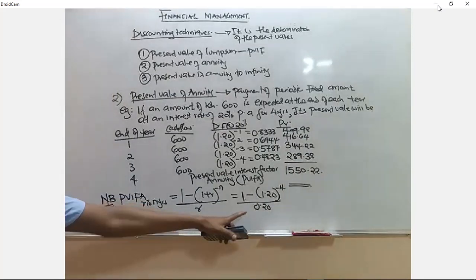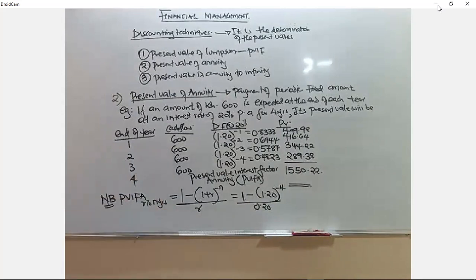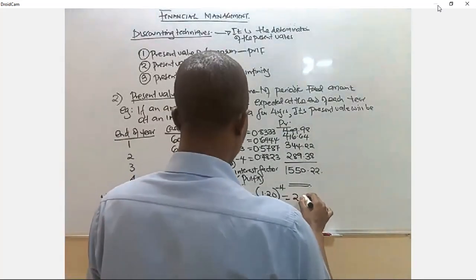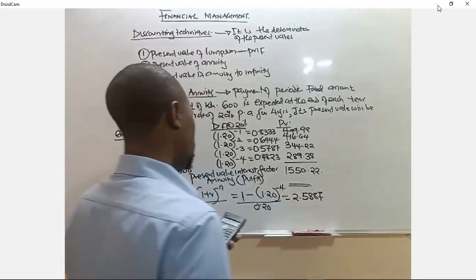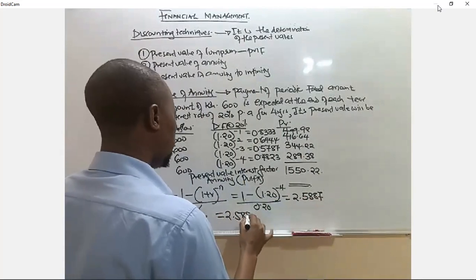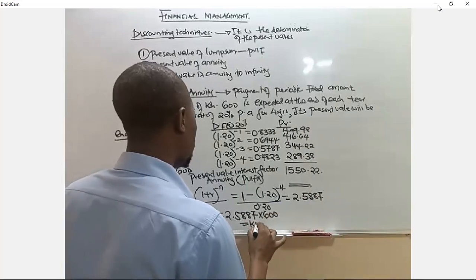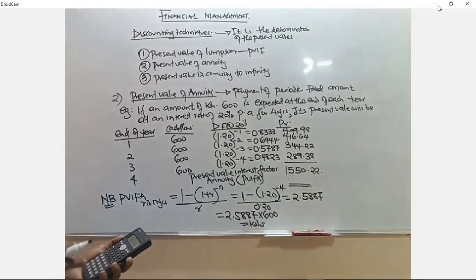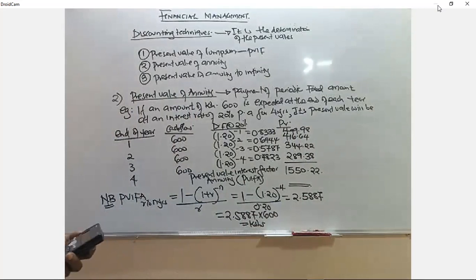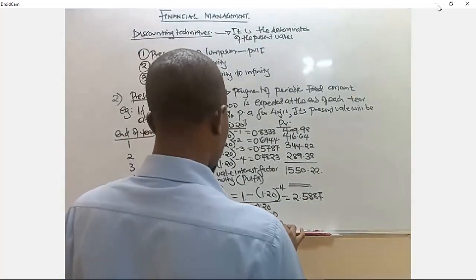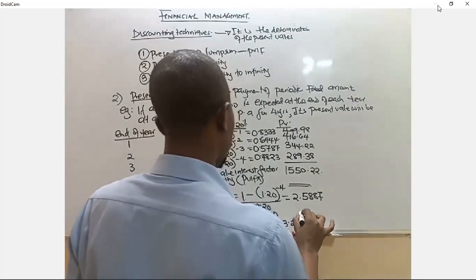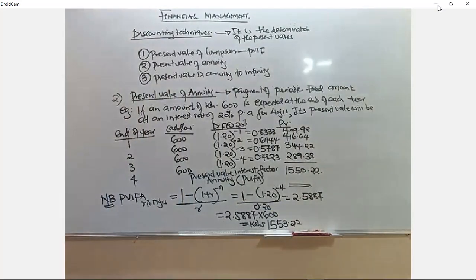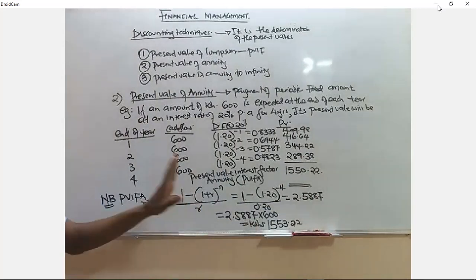Then, once we get this one, we multiply with our principal amount. So it will be 1.20 raised to the power negative 4, 1 minus my answer, then I divide by 0.20. You are going to be getting 2.5887. So in this case, it will be 2.5887 times 600. So how much can we get? It will be equivalent to what we got there, but the difference will just be the rounding errors. So it will be 1553.22. It does not matter much, it's just the rounding errors. But that does not have any problem.